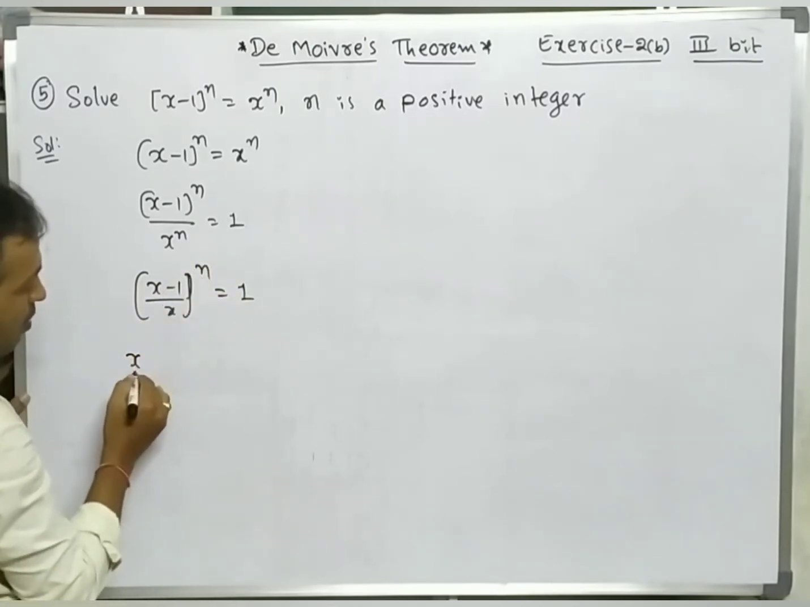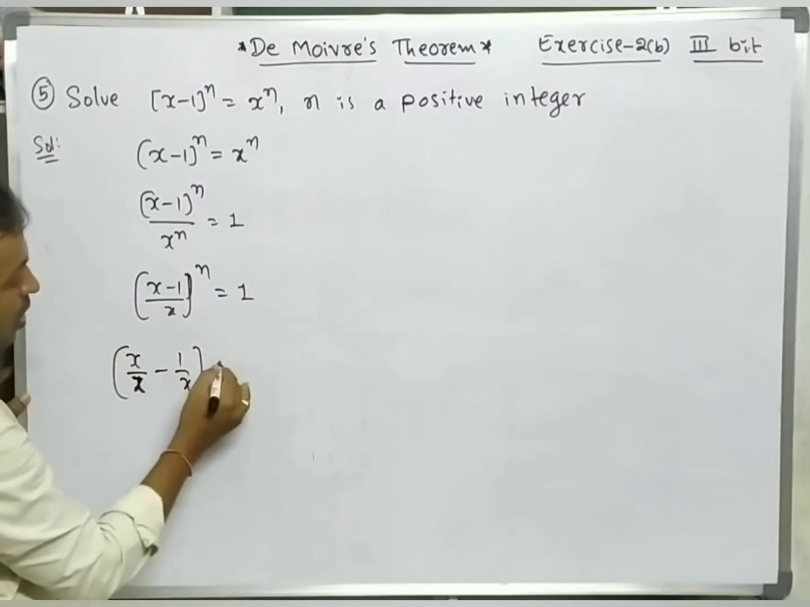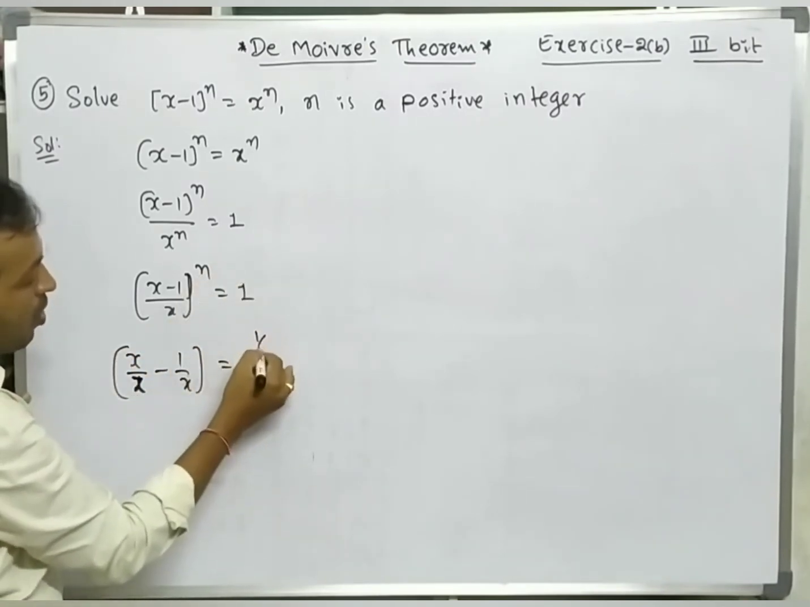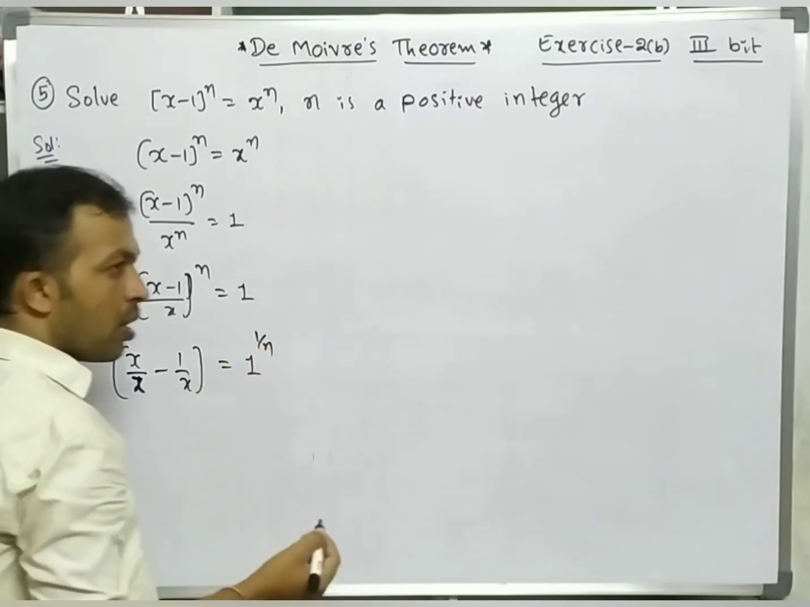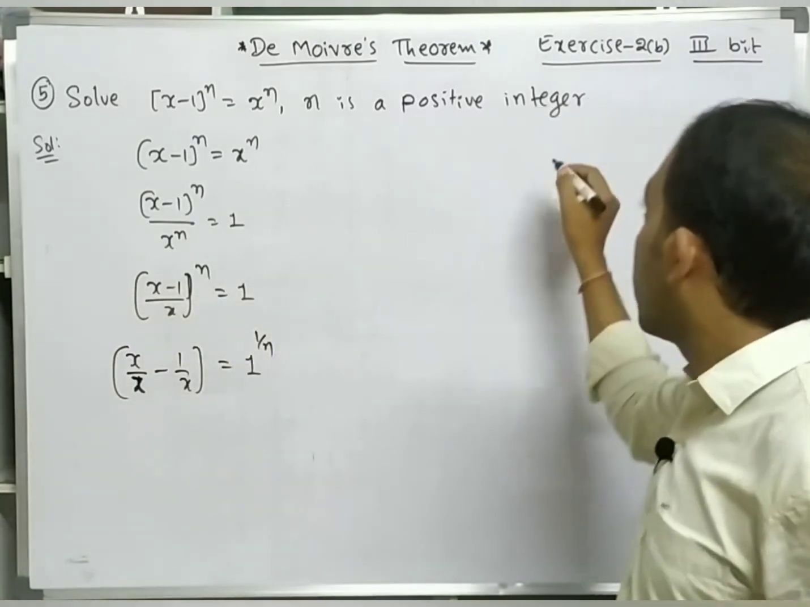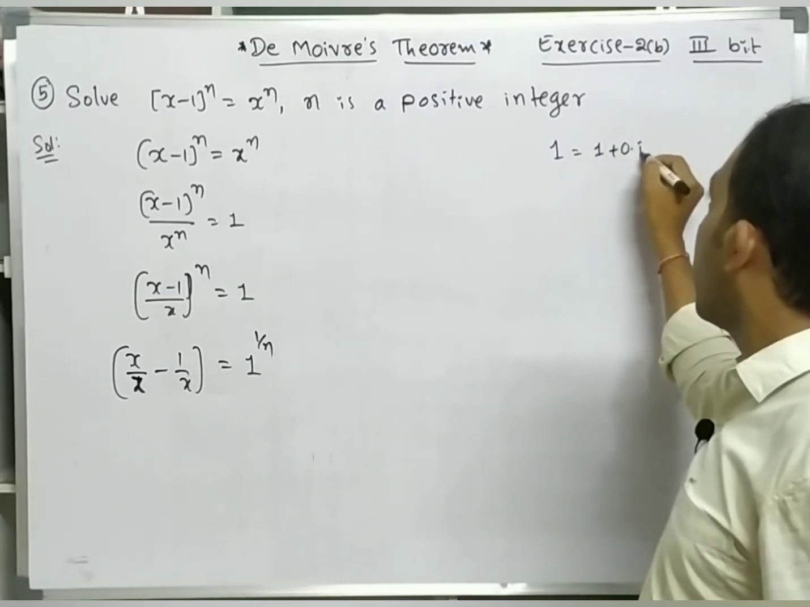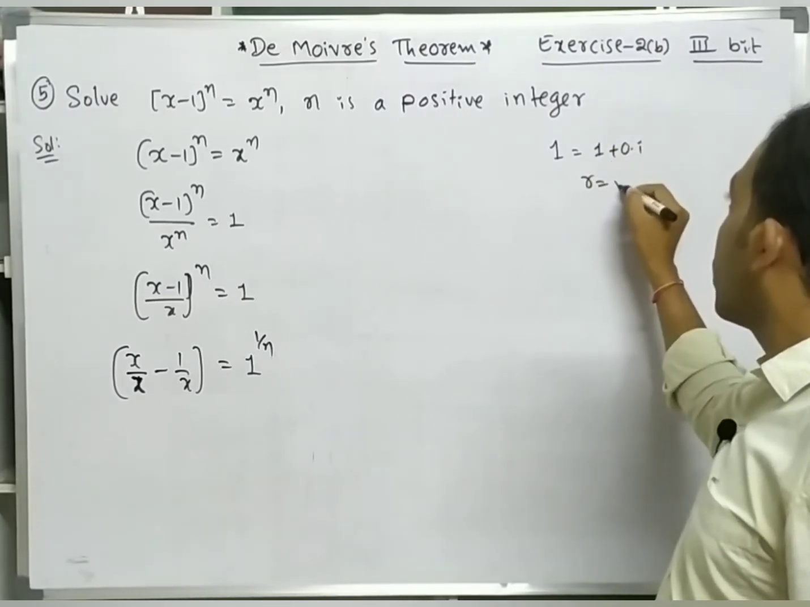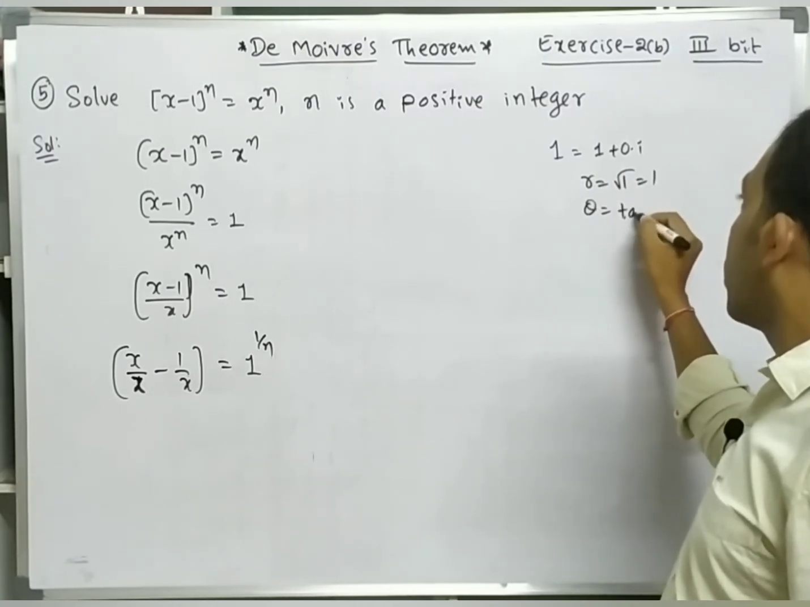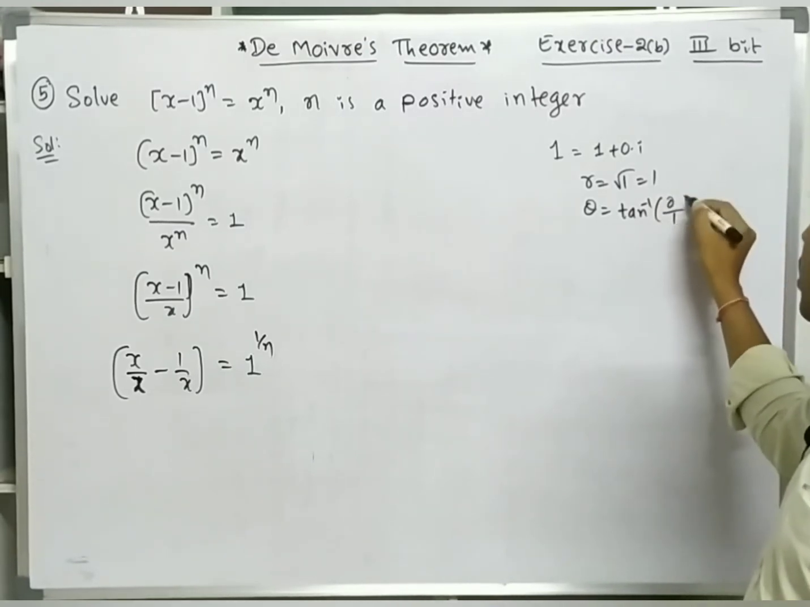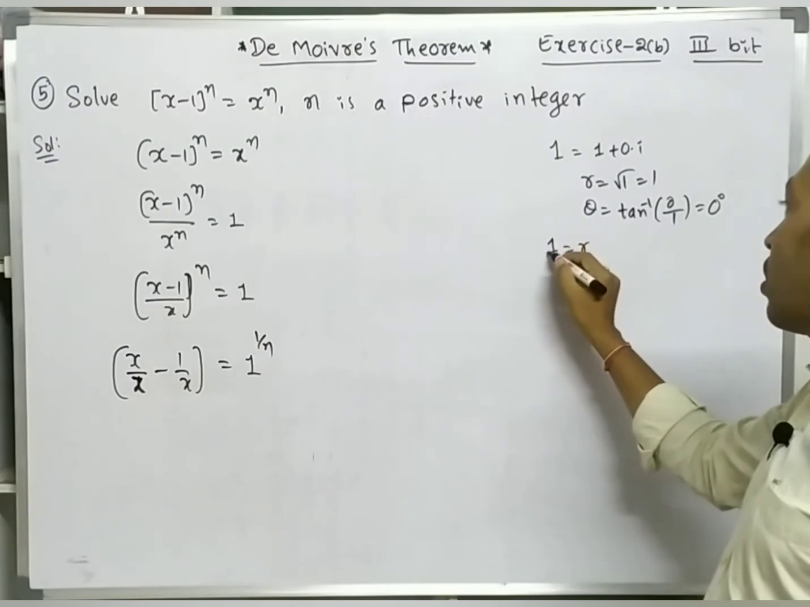So here I am splitting x by x minus 1 by x is equal to 1 power n. Becoming the right side, that is 1 power 1 by n, which is nth root of unity. Already we have found that nth root of unity. So 1 can be written as 1 plus 0 I. Here r value modulus is root 1 square plus 0 square, 1, and theta is tan inverse of y by x, that is 0 degree. So 1 can be written as, okay, so the roots are nth roots of unity.